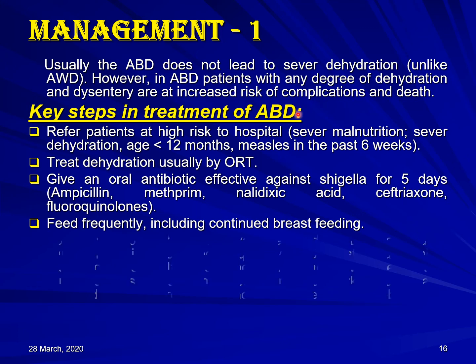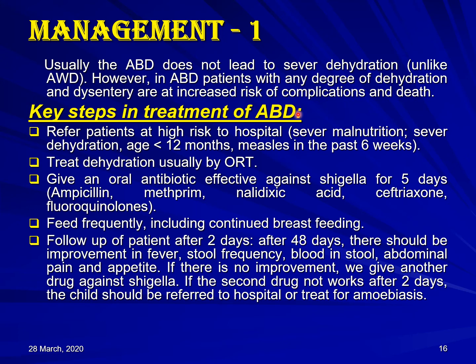Frequent feeding, including continuous breastfeeding, and follow up the patient after 2 days. We will see if there is any improvement by the decrease in the number of stools, subsidence of the fever, the patient becoming good, feeling better, abdominal pain is better, and the appetite is better. If there is improvement, we continue for 5 days. If there is no improvement, we shift to the other antibiotic, a second line antibiotic. For example, if we use ampicillin for 48 hours, 2 days.